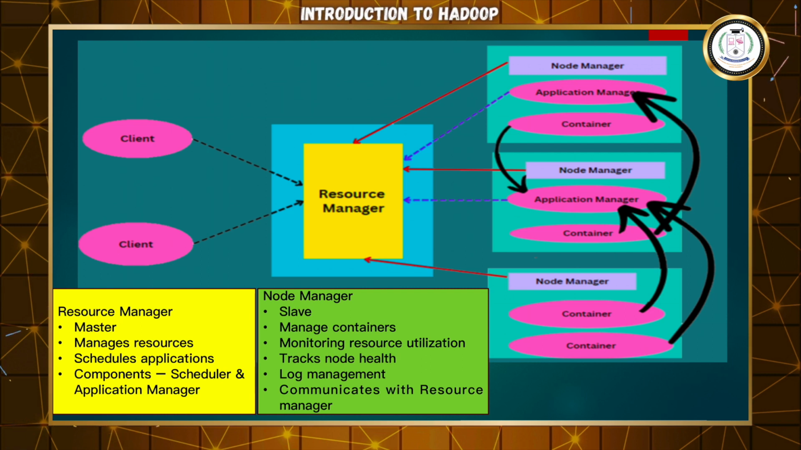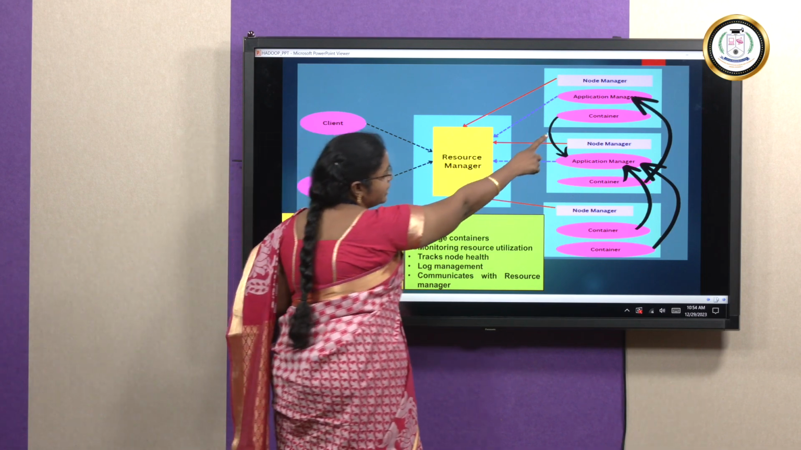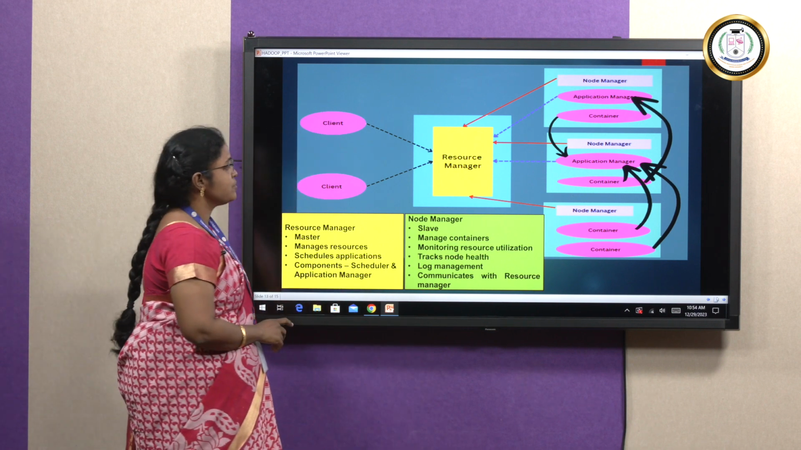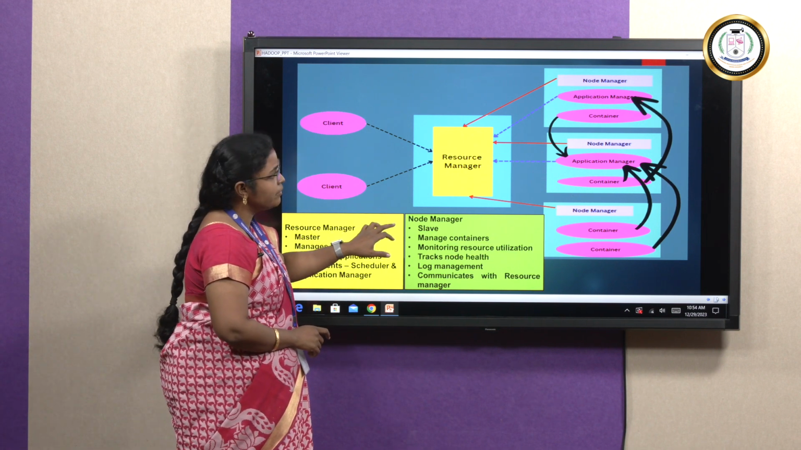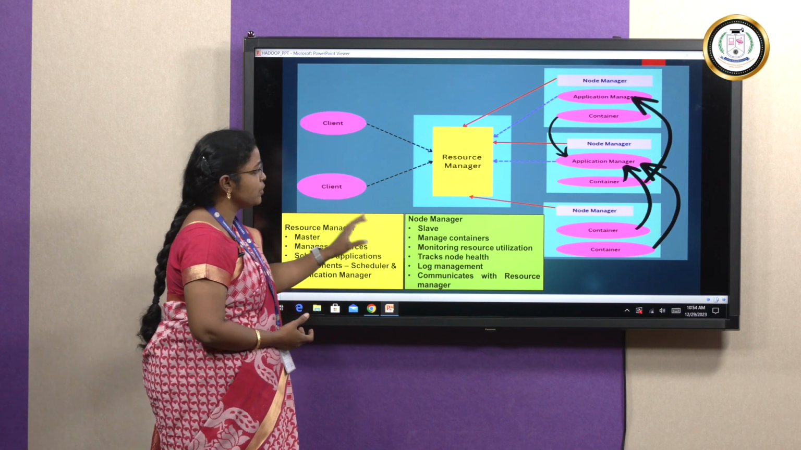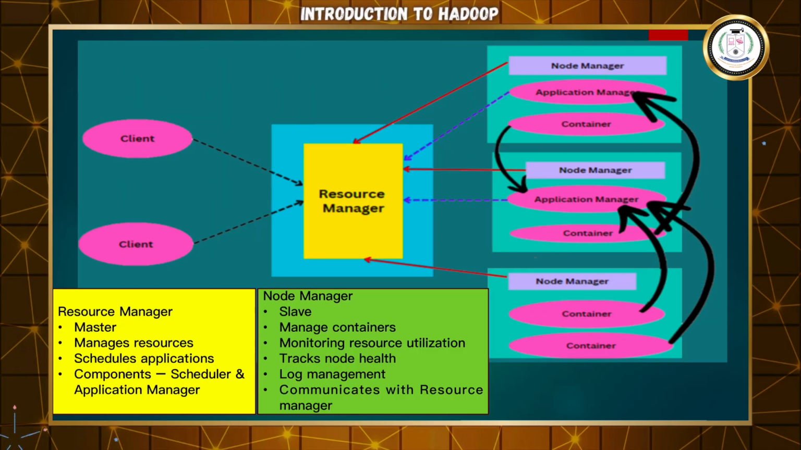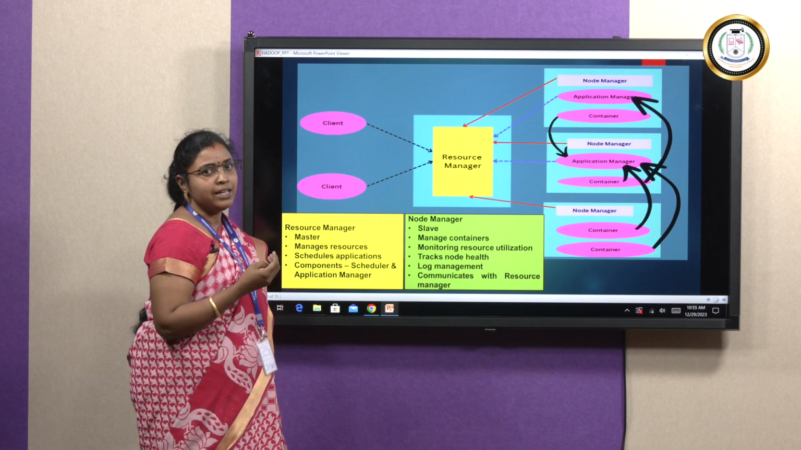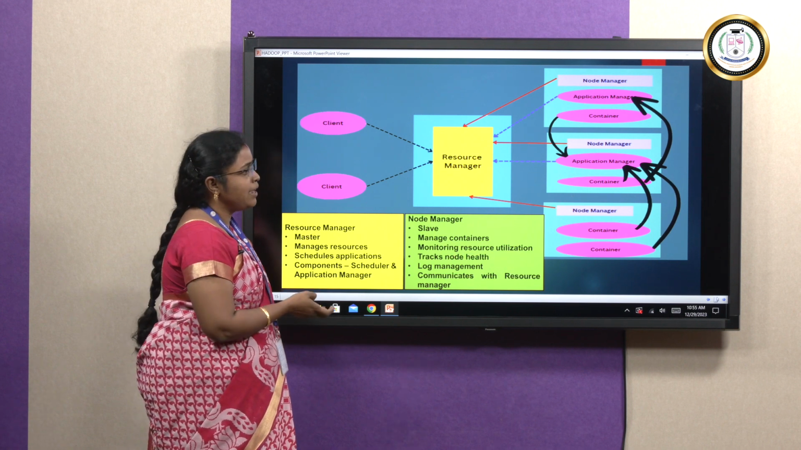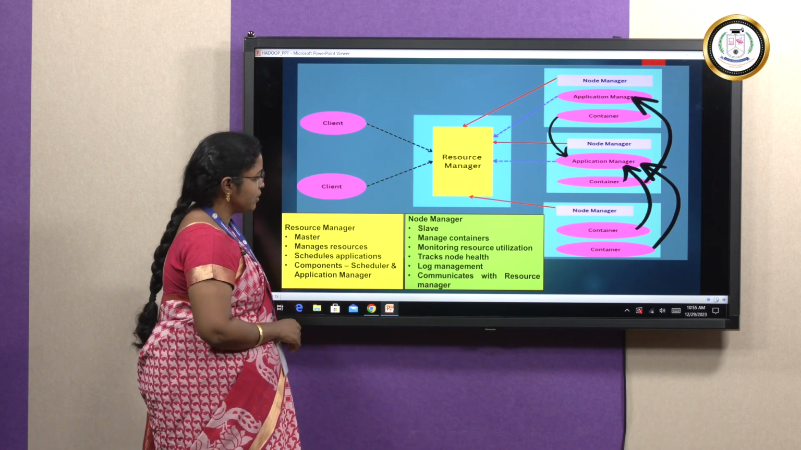In that, the scheduler is available in the resource manager system itself, and the application manager is available in every node of the slave system. So the node manager will act like a slave system. Whatever instructions are given by the resource manager, it is going to do that, and it is going to manage the container. So in the slave systems, the node manager is there, the application manager is there, and the container is there. A container is nothing but a collection of physical resources like CPU cores, RAM, ROM, depending upon the user, the container will provide the resources here.